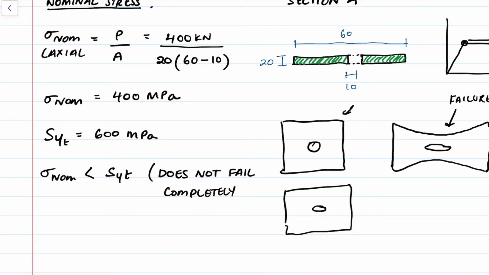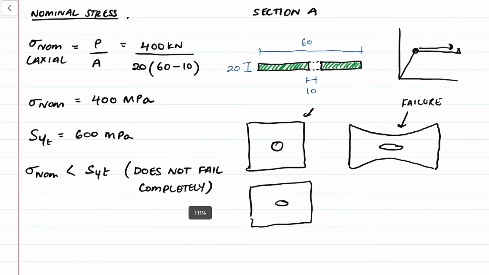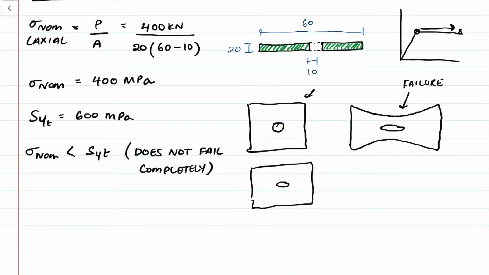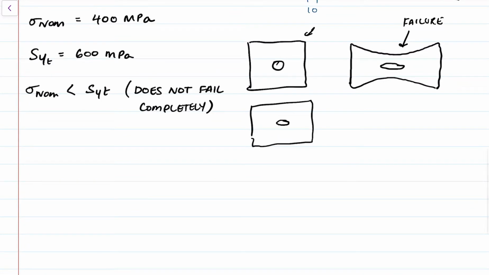So we know that it does not fail, which means we can continue the analysis. If sigma nominal was higher than the yield strength, then we would end up with a fractured material, or it would just split apart or break apart along the weakest plane in the system. So what we need to do now is evaluate the maximum stress and now check whether the system has yielded or not. So we have to calculate the maximum stress now.